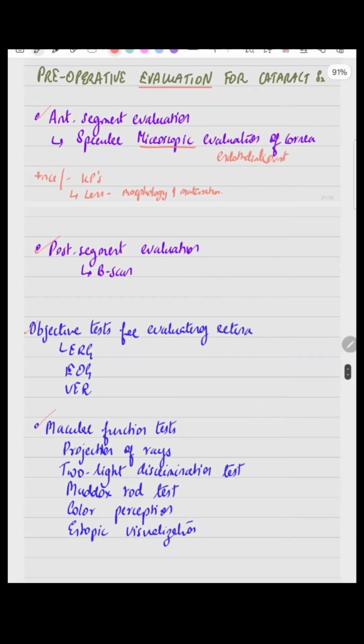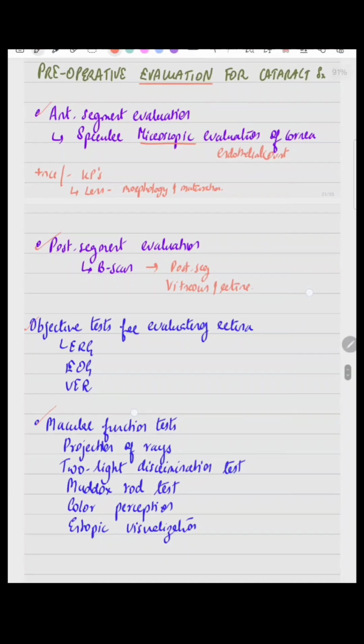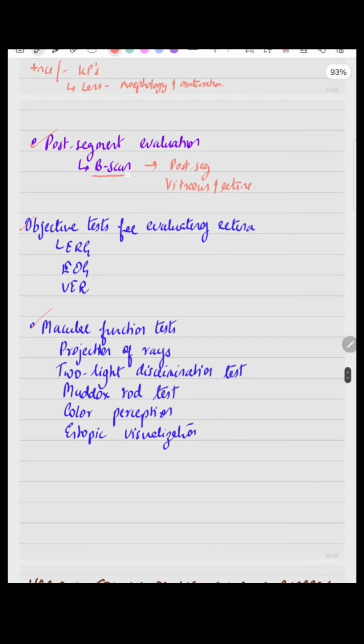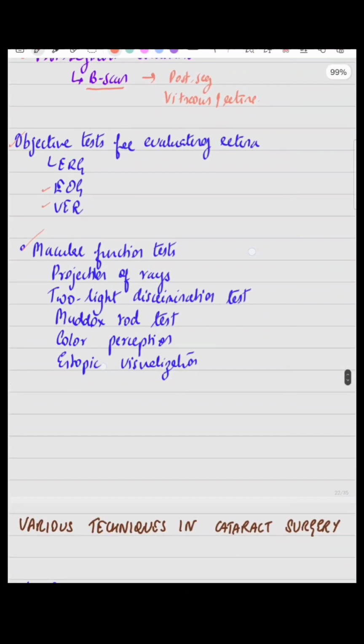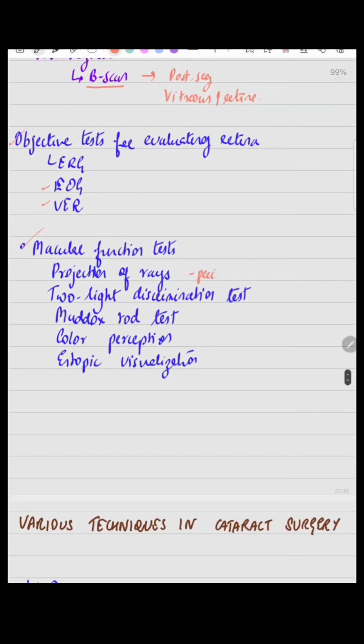Then in posterior segment evaluation, B scan gives valuable information regarding the posterior segment, such as the vitreous and retina, in cases with total cataract or when there is no view of the fundus. Objective tests for evaluating the retina include electroretinogram, electrooculogram and visually evoked response. Now next is macular function test, which includes projection of rays to test the function of the peripheral retina.